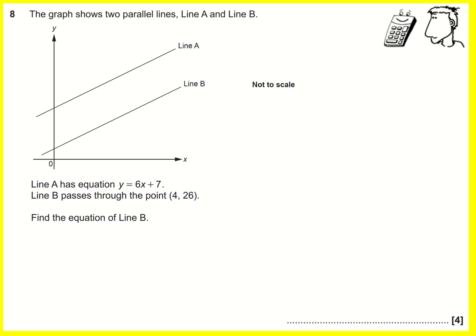Okay, two parallel lines here, A and B. Line A has equation y equals 6x plus 7. Line B passes through the point (4, 26). Find the equation of line B. Well, if they are parallel, they have the same gradients.